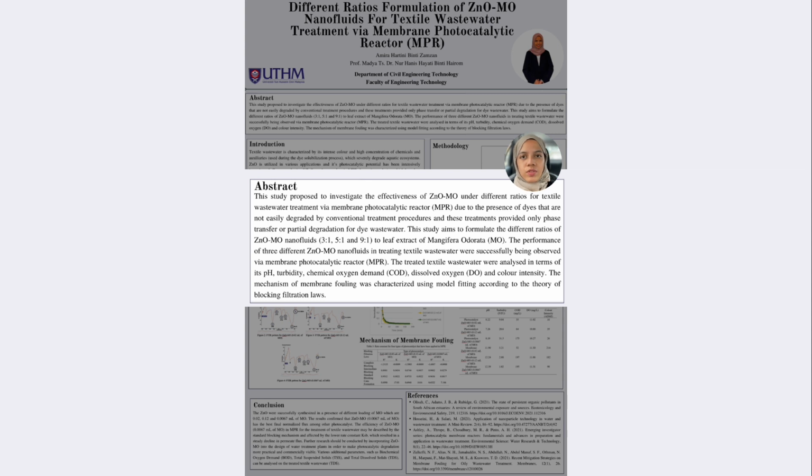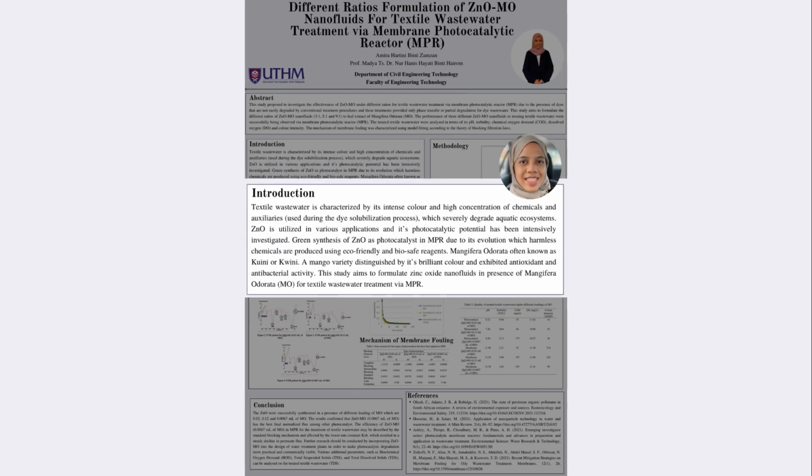This study aims to formulate the different ratios of ZnO-MO nanofluids, which are 3:1, 5:1, and 9:1 to leaf extract of Mangifera Odorata, MO. The performance of the 3 different ZnO-MO nanofluids in treating textile wastewater was observed via membrane photocatalytic reactor (MPR). The treated textile wastewater was analysed in terms of its pH, turbidity, chemical oxygen demand, COD, dissolved oxygen, DO, and colour intensity. The mechanism of membrane fouling was characterized using model fitting according to the theory of blocking filtration laws.